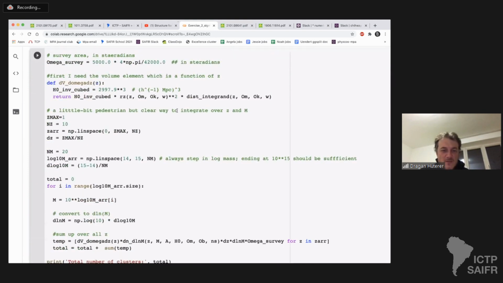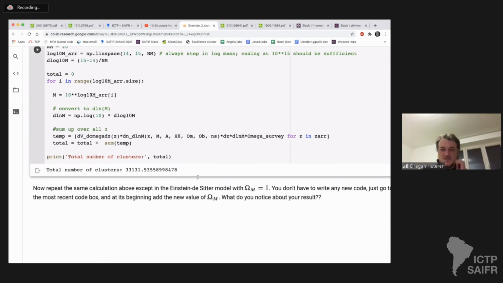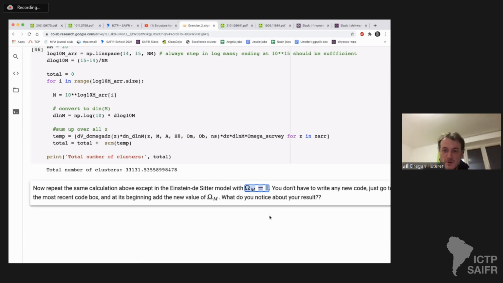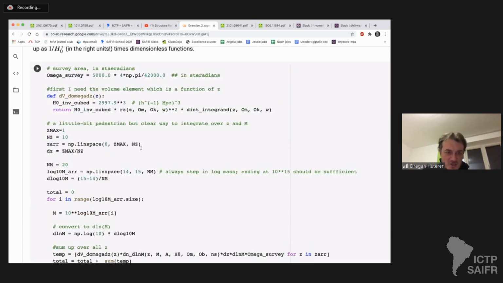And just for fun, I'm asking you now to do the same, but what happens in an Einstein-de Sitter universe? This is one of the early ways people tried to figure out the geometry of the universe and what is omega matter. They realized that the number of clusters would be very different in a low matter density universe like the one we live in, versus the one that was originally the most popular, given by the simplest model, just matter. So to do that, I can just use the same piece of code.